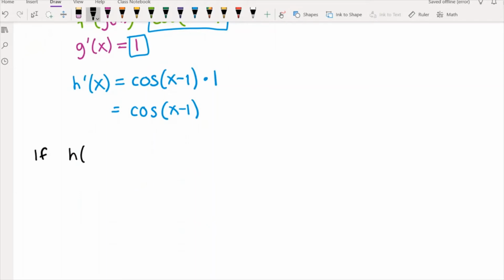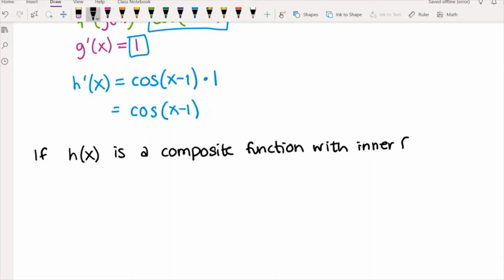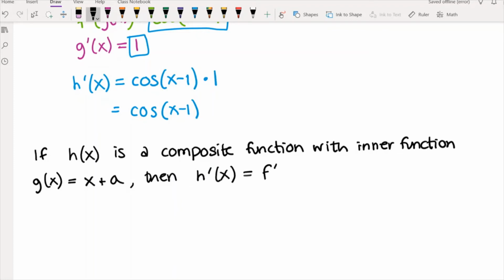So if h of x is a composite function with an inner function g of x equal to x plus a. So you're just adding, a could be a positive or a negative number, right? You're just adding or subtracting some number. Then basically h prime of x is just going to equal f prime of g of x.